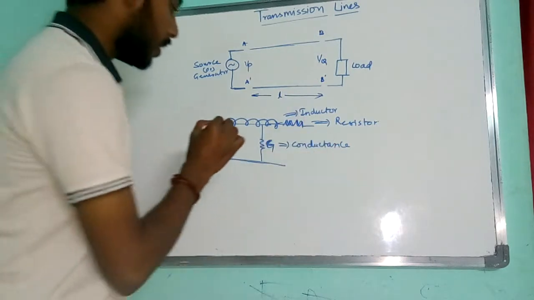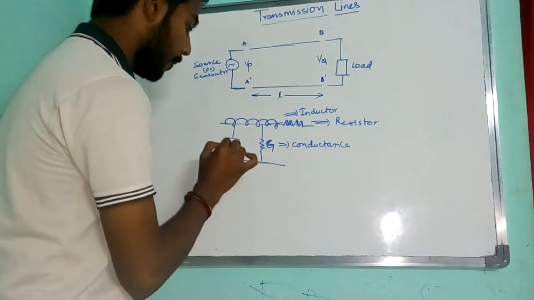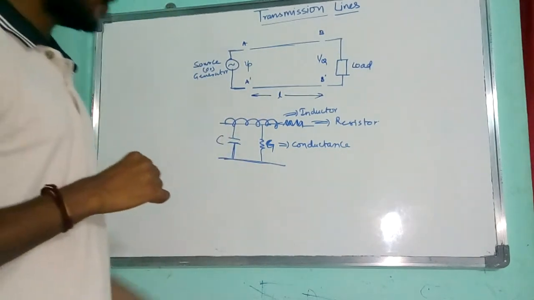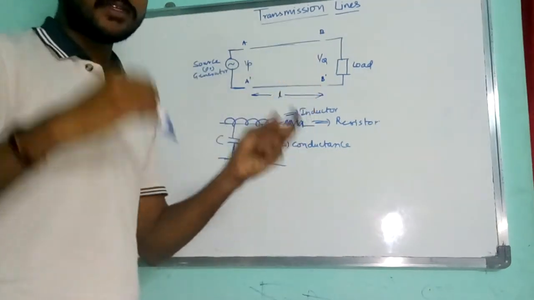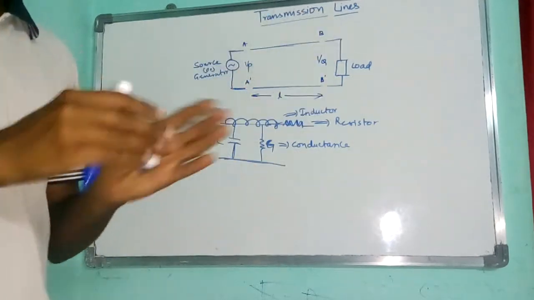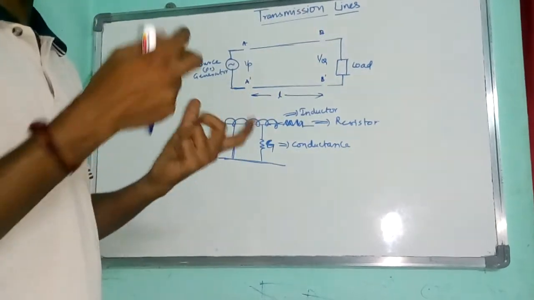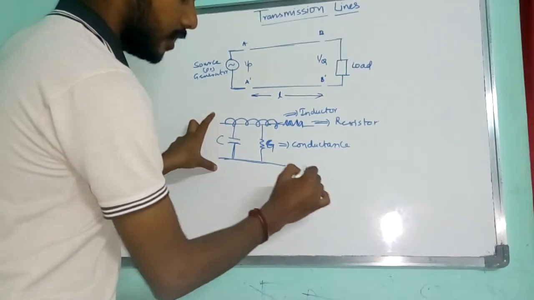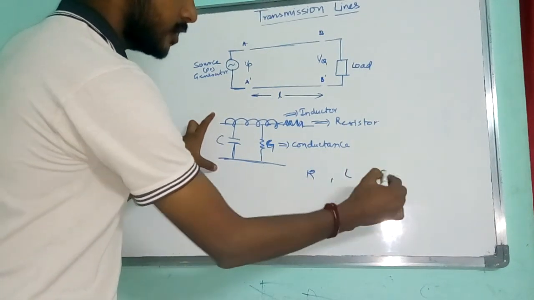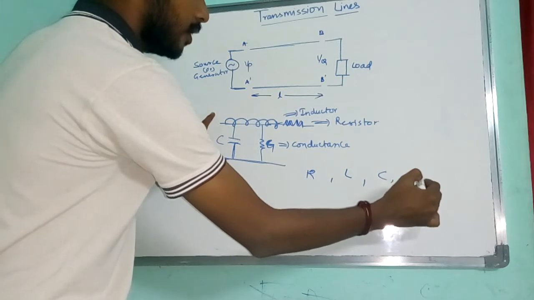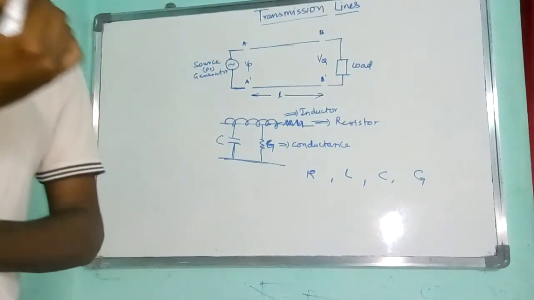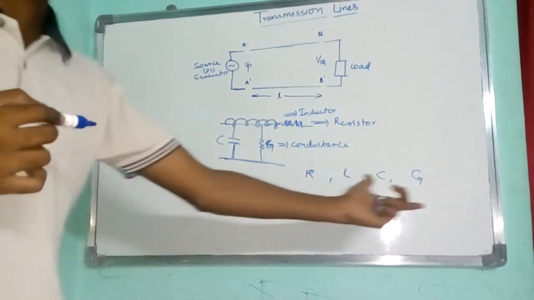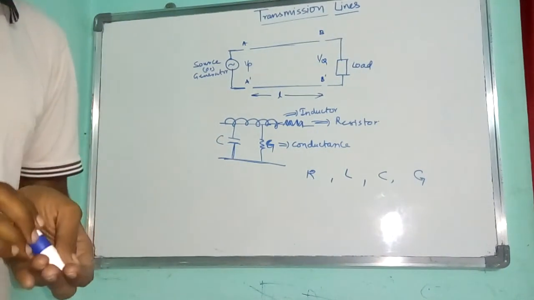And there is another passive element called capacitor C. Okay, so if I cut this transmission line into parts, and if I view that one part, then it is having resistance, inductance, capacitance and conductance.